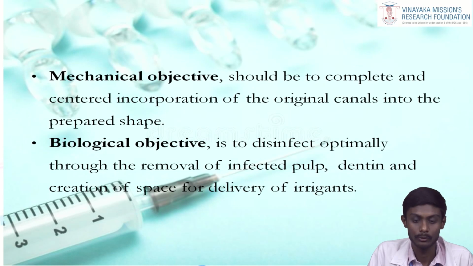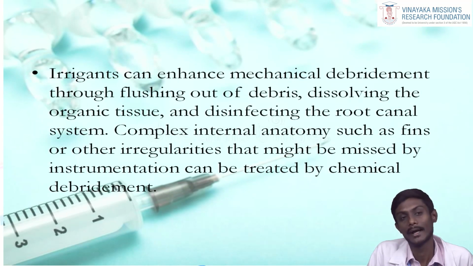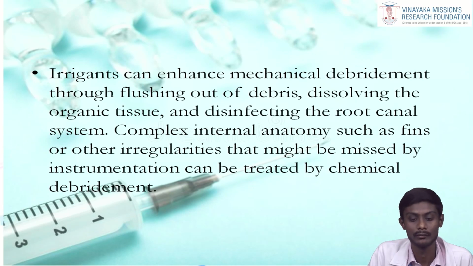The mechanical objective should allow complete and centered incorporation of the original canals into the prepared shape. The next one is the biological objective, which is the most important one. The biological objective of cleaning and shaping is to disinfect optimally through the removal of infected pulp and dentin, and the creation of space for the delivery of irrigant solution into the root canal space. The main action of irrigants is to enhance mechanical debridement by flushing out the debris, dissolving the organic tissues, and disinfecting the root canal system.